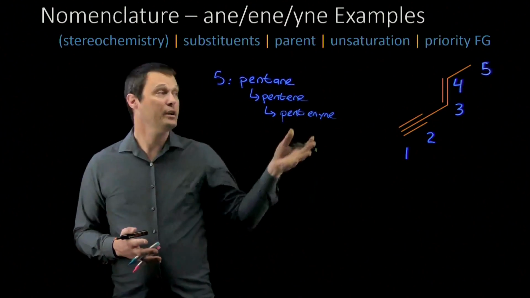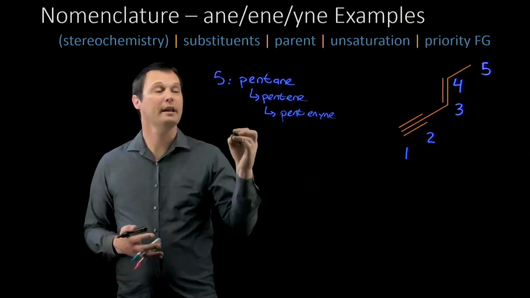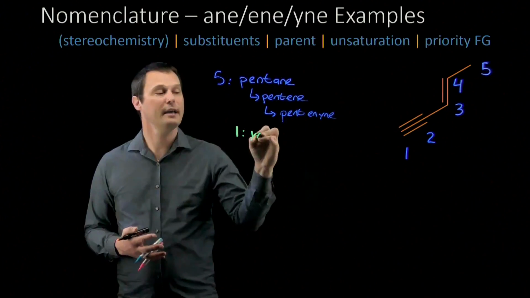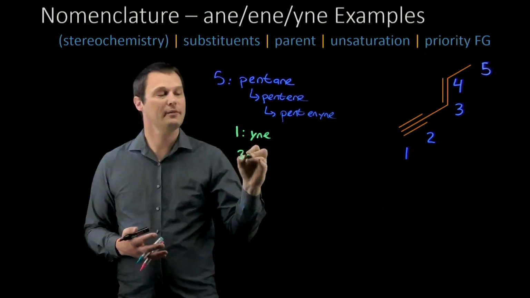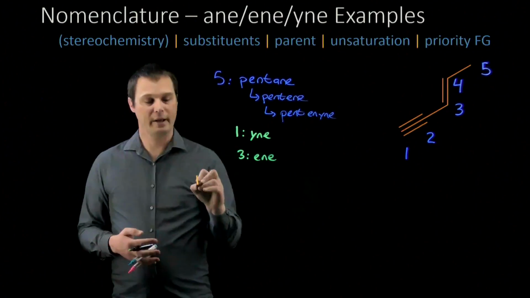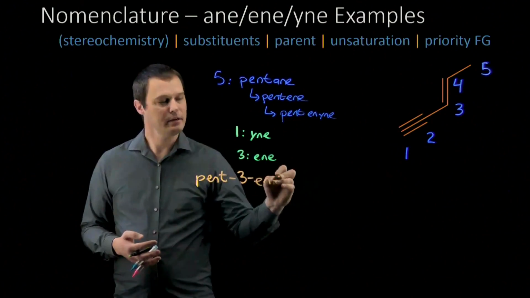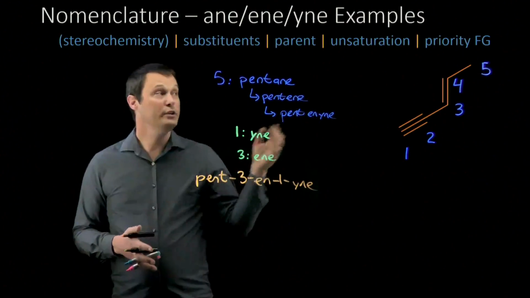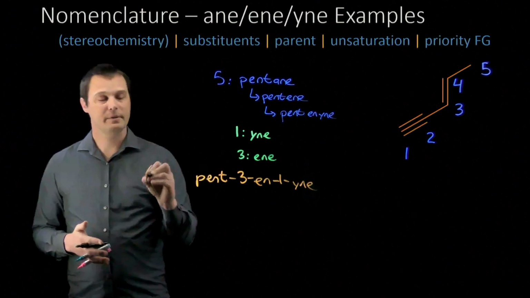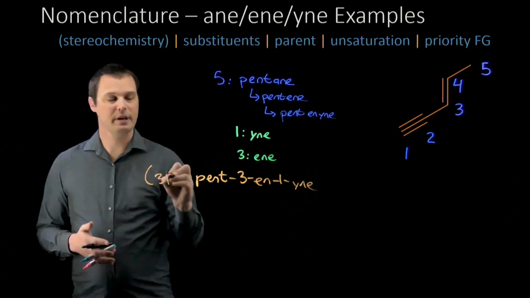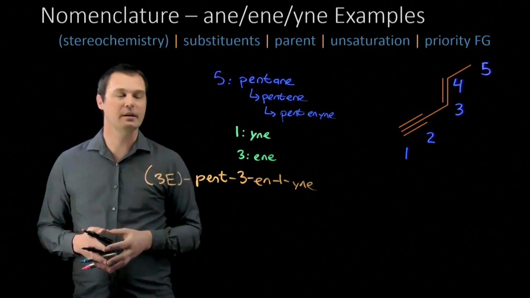It does matter where the unsaturation is in this molecule, so we need to indicate its positions. At the 1 position, we have the alkyne, and at the 3 position, we have the alkene. So when we put it all together, we would have pent-3-en-1-yne. We do need to indicate the geometry around the alkene. This is an E alkene, so we would say (3E)-pent-3-en-1-yne.